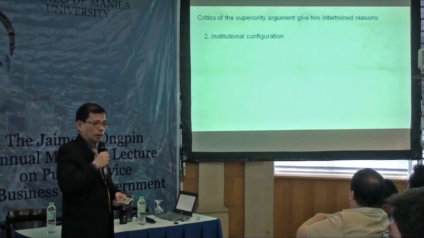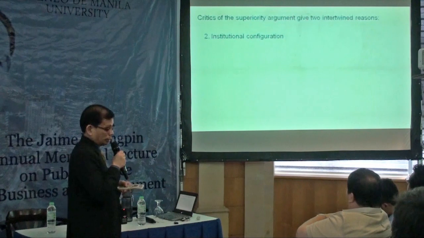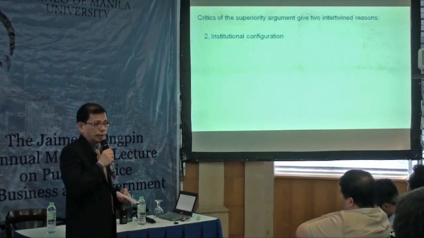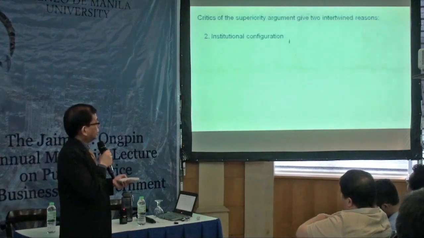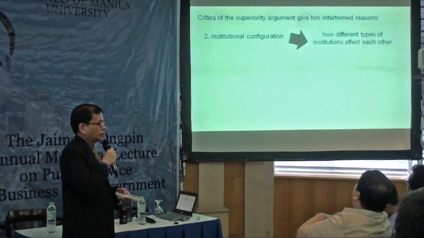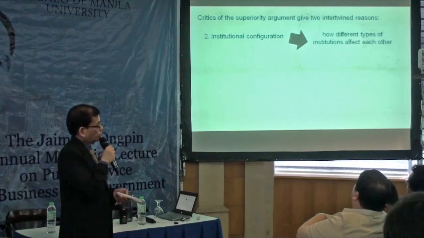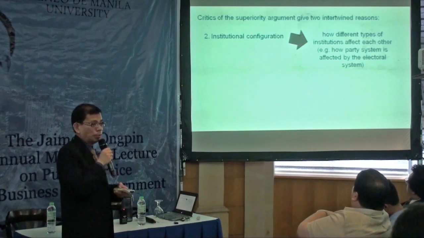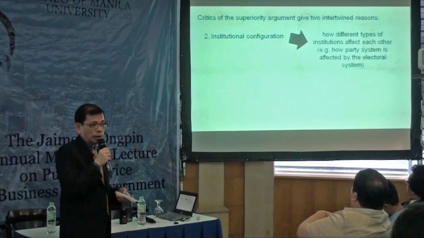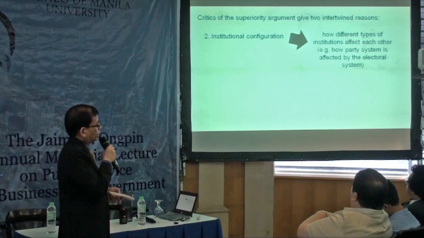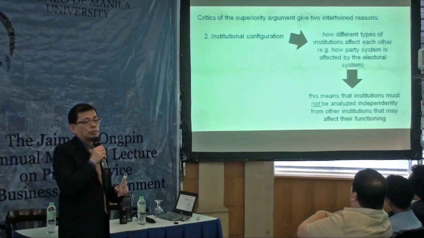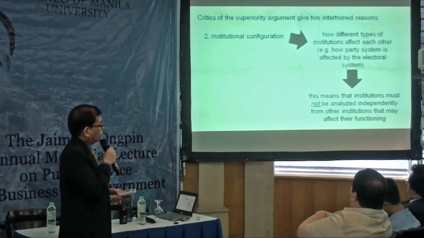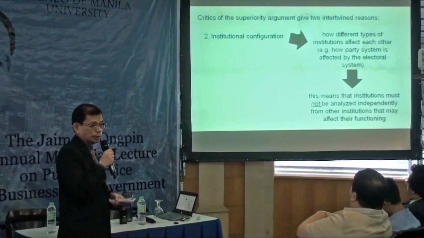We now go to the second one, a more popular term. This one is the actual term in institutional design, institutional configuration. This is about how different types of institutions affect each other. For example, how a party system is affected by the electoral system. The important insight here is that this means that institutions must not be analyzed independently from other institutions that may affect their functioning.